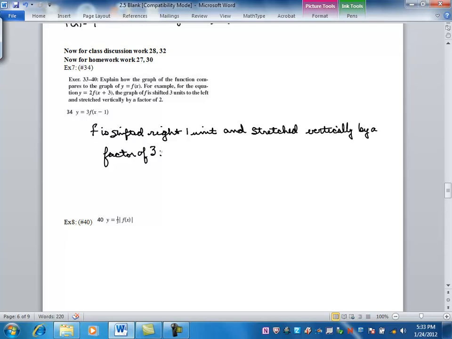And if we look at problem number 40 here, no shifting going on. We are just compressing f of x by a factor of 1/3. And we even might say we are vertically compressing f of x, and we know we're doing that because we're running our input through the function first and then we are multiplying that by a factor of 1/3.